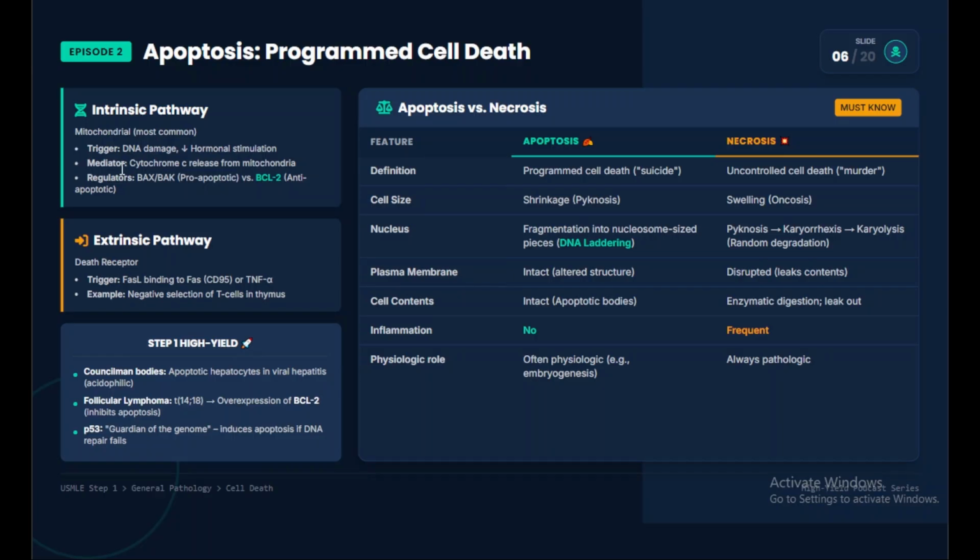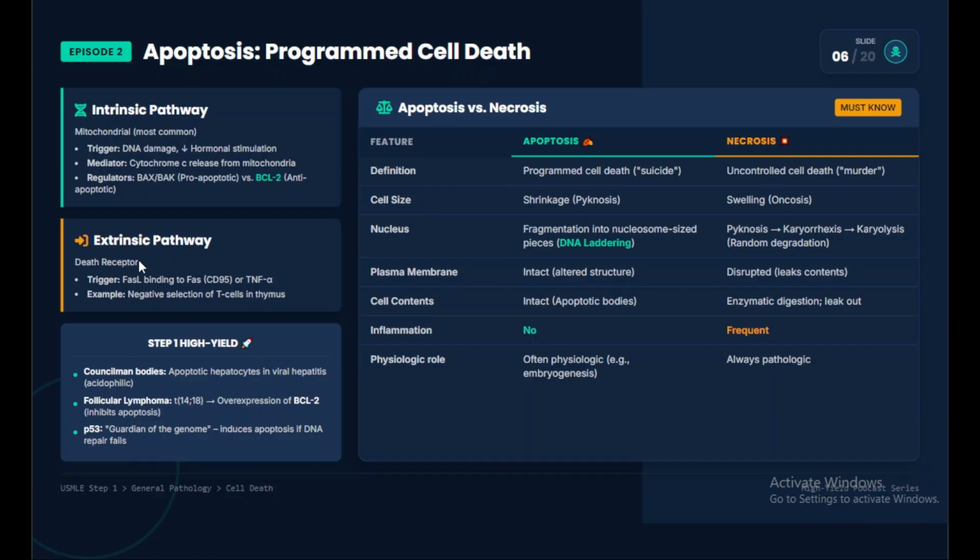Now, if I talk about the extrinsic pathway of apoptosis, the extrinsic pathway is triggered by signals from outside the cell. The classic trigger is the Fas ligand pathway. The Fas ligand binds to the Fas receptor, which is also called CD95, and this triggers cell death and the cell dies. Actually, the Fas receptor and the TNF-alpha receptor are simply called death receptors because once you activate these two types of receptors, the cell eventually dies.